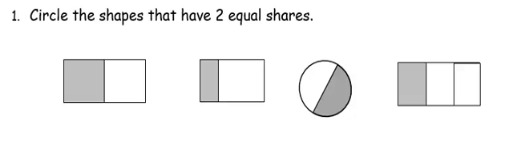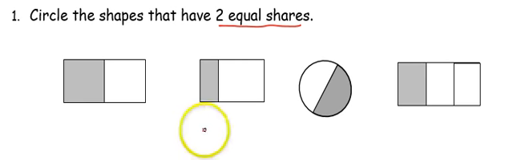This tutorial is for 2nd grade, Module 8, Lesson 9. In this lesson, we're going to focus on the fact that when we're talking about halves of shapes, we're talking about two equal shares. So for example, in the first problem, it says circle the shapes that have two equal shares.